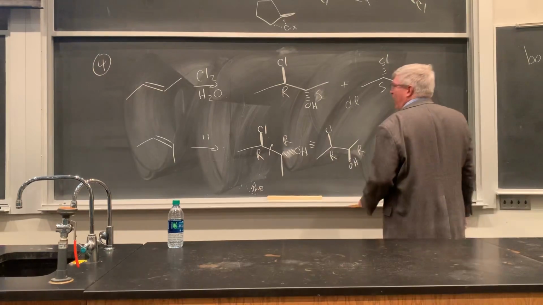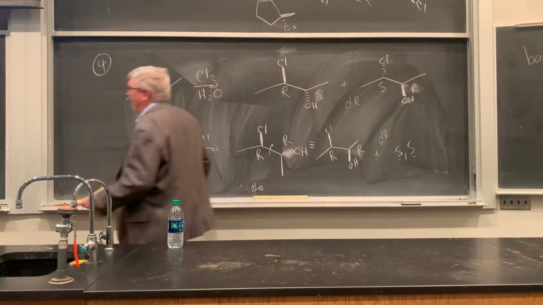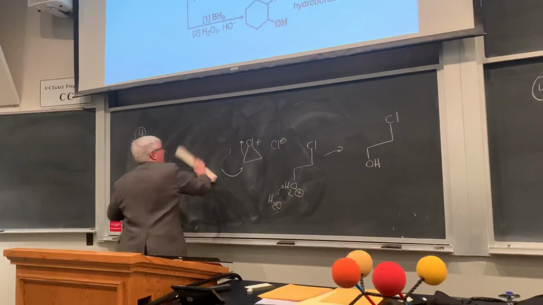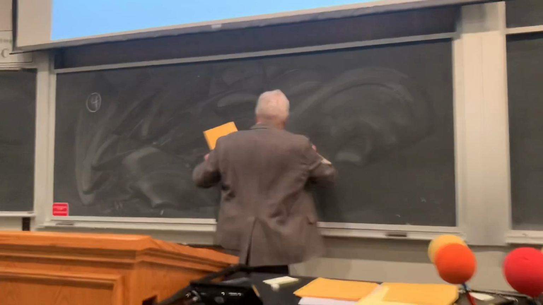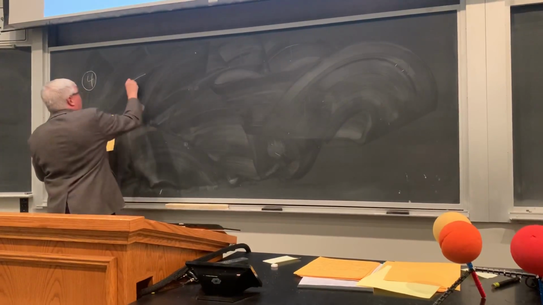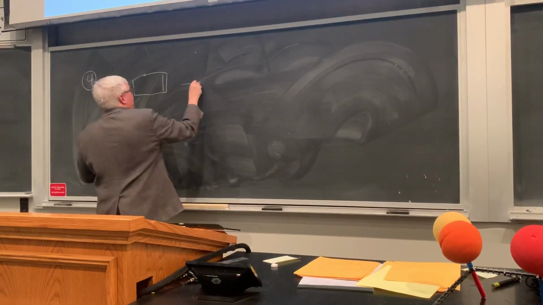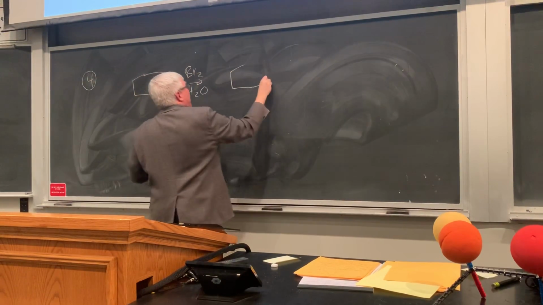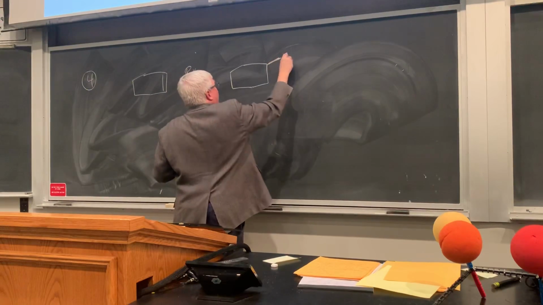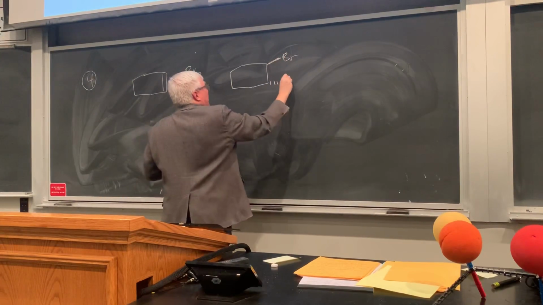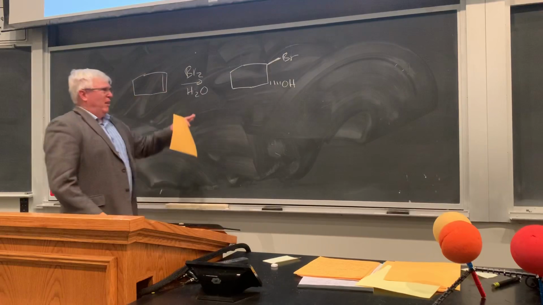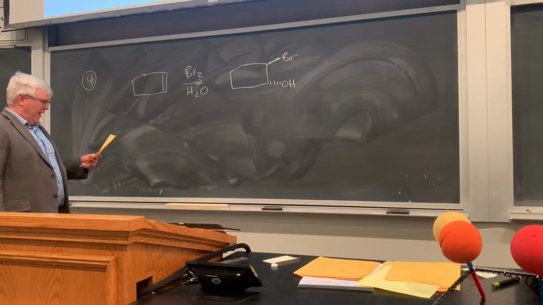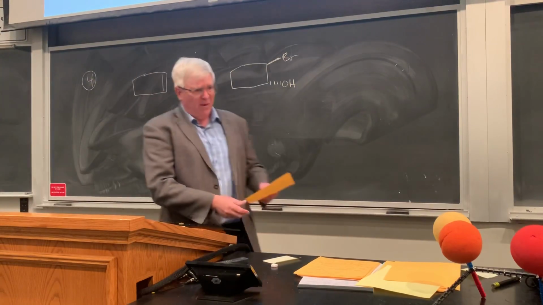Let's look at a simpler example, which might be this one here. Let's just look at bromine and water. So we've got this. And what are we going to get? We're going to get the trans product again, but the nucleophile is going to be water. It'll be the trans one. It'll be that one plus its enantiomer, but that's again the bromohydrin, the halohydrin formed from that one.